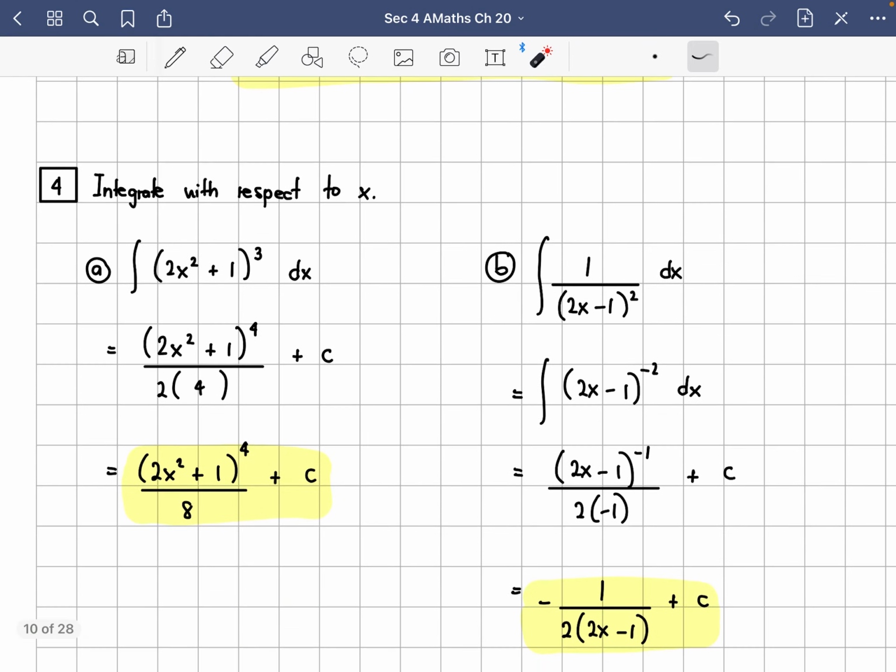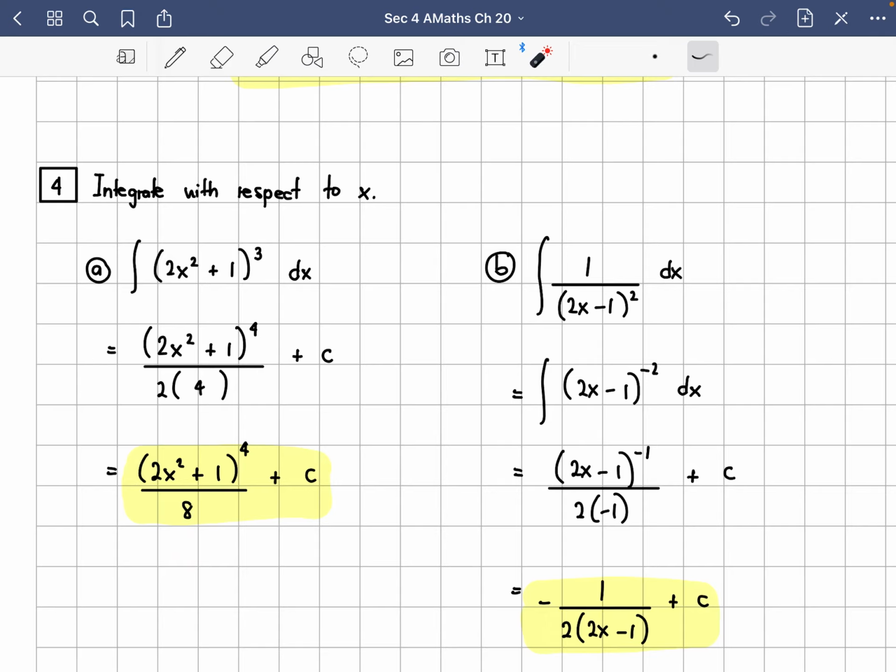Now let's have letter a. For letter a, we have 2x squared plus 1 cubed. So this is 2x squared plus 1. Again, this is 4 because 3 plus 1 came from here. And then over, again, if this is 4, this is 4. But then you have 2 here. It came from the coefficient of x squared. So simplifying this, your answer is 2x squared plus 1 raised to 4 over 8 plus c.